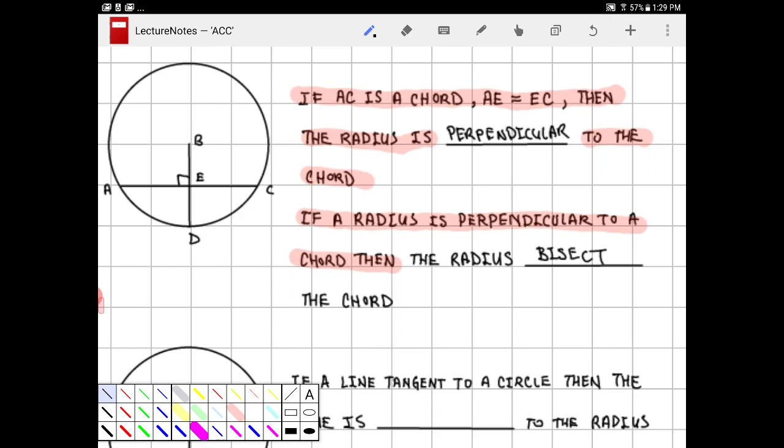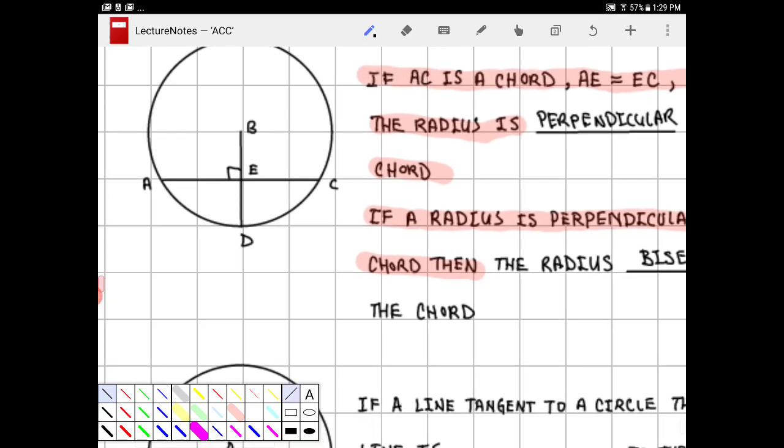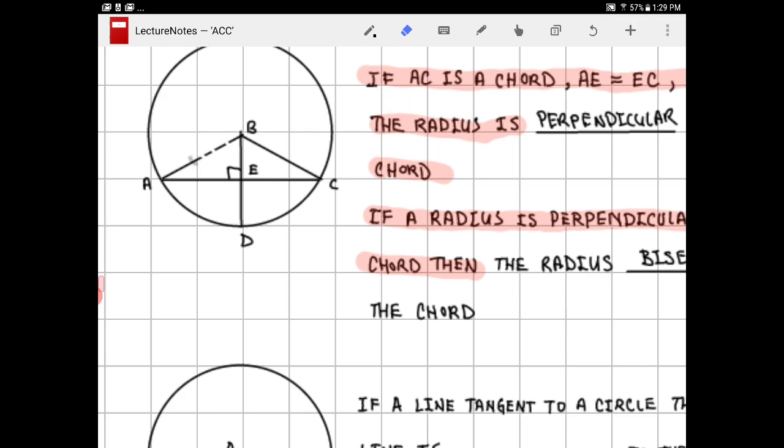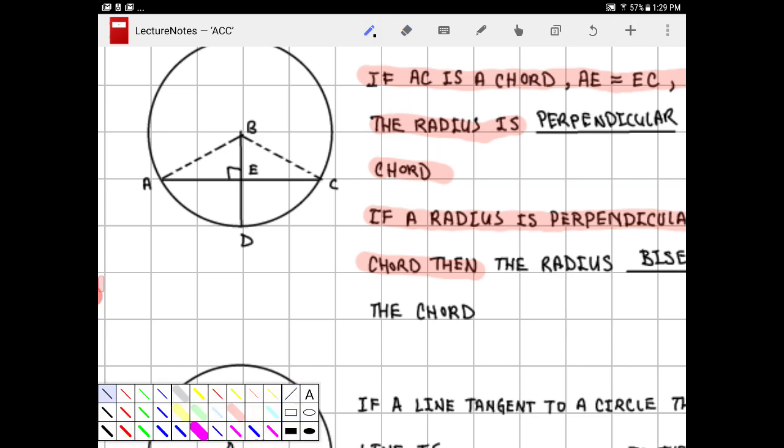And there's a really logical way of thinking about this. I'm going to quickly go over this in like 30 seconds. So if I draw these two segments in here, you're going to notice that AB is going to be the radius of circle B, as well as BC. So we know that these two segments are going to be congruent.